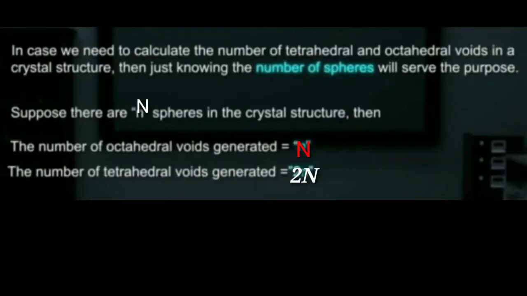The number of these two types of voids depends upon the number of close-packed spheres. Let the number of close-packed spheres be n, then the number of octahedral voids generated is n, and the number of tetrahedral voids generated is 2n. That is, the number of octahedral voids becomes equal to the number of spheres, and the number of tetrahedral voids becomes equal to twice the number of spheres.